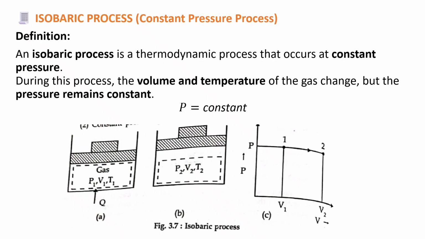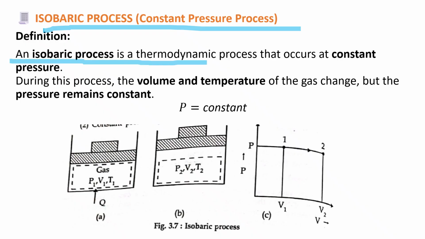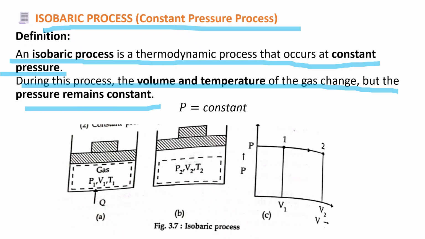So constant pressure process is also known as isobaric process. It is defined as a thermodynamic process that occurs at constant pressure. During this process, volume and temperature of the gas may vary, but the pressure remains constant.